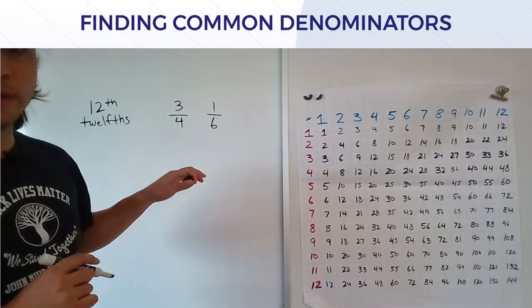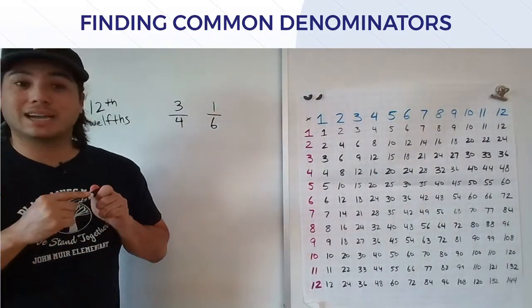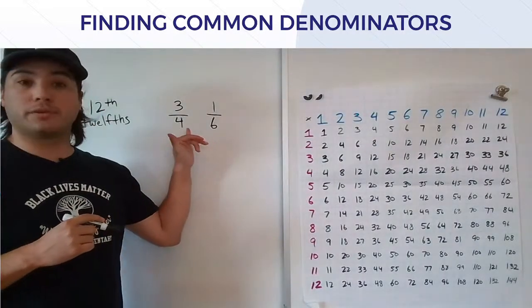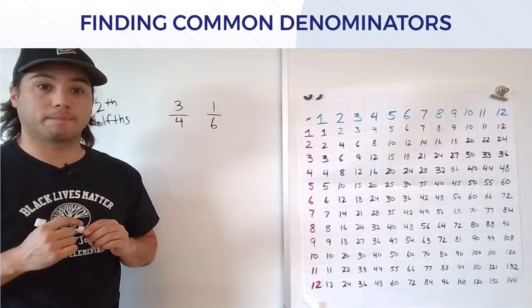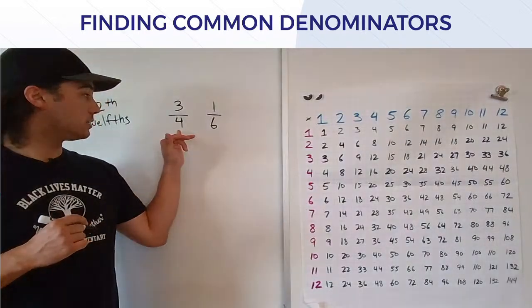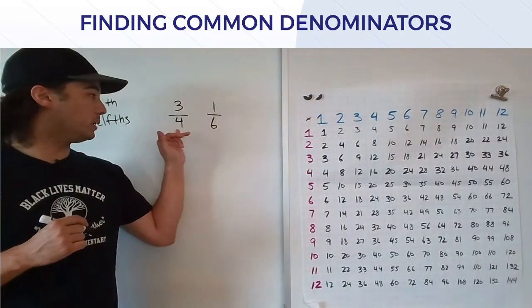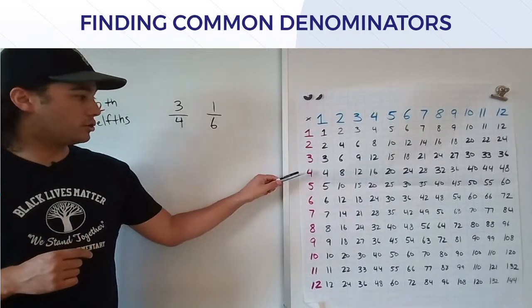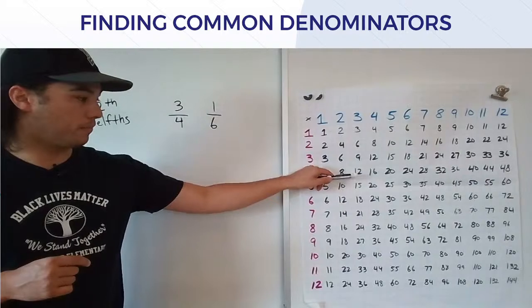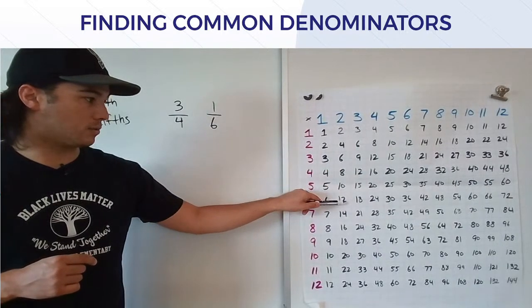Because what we can do, and today we're actually not going to worry about how many 12ths each of these would be. So not worried about that. All I want to know is, what is a common multiple between these two denominators? In this case, 12 shows up both in the 4's row and in the 6's row.